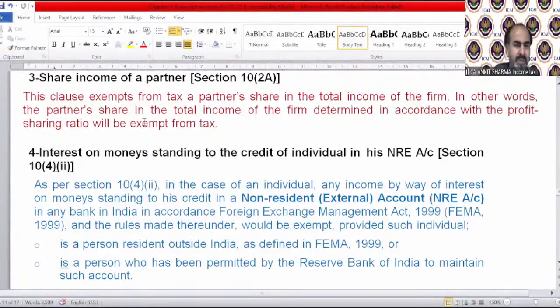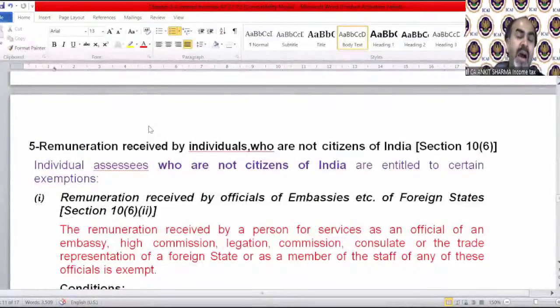They are now simple theoretical provisions. You need to understand what kind of incomes are exempted. Interest on money standing to the credit of an individual in his NRE account. So if you are a non-resident and you are running a non-resident external account, then any interest accrued or arising on that account is going to be exempted as per Section 10(4)(ii). As per Section 10(4)(ii), in the case of an individual, any income by way of interest, if they are working in India on behalf of a foreign government and receive salary remuneration from their government, but received in India.